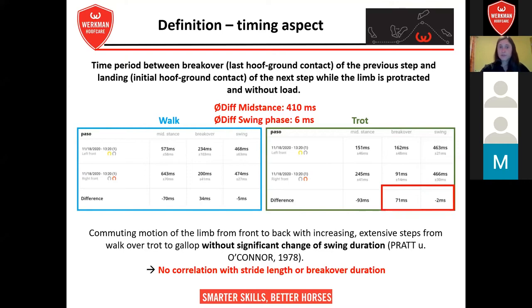So there must be something different than just the hoof or just the stride length. Swing phase is a more or less independent phase, a little bit different to all the other phases. If you check stance phase and breakover and landing and mid-stance, this is all related to the speed, and this is all connected to each other. Swing phase is a little bit different.